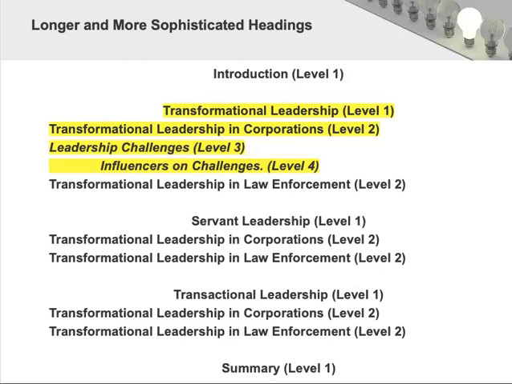Now let's take this example one step further and explore what level 3 headings and level 4 headings look like. Notice that under the level 2 heading, Transformational Leadership in Corporations, there is now a level 3 and level 4 heading. The level 3 heading is bold, flush left, and italic. The level 4 heading is indented, bold, and ends in a period.